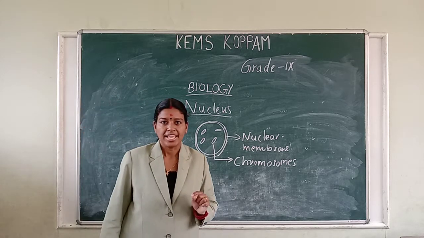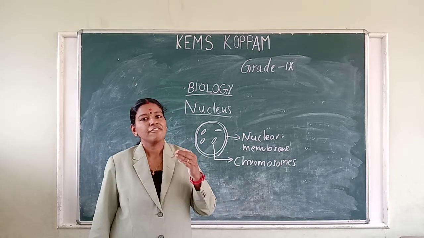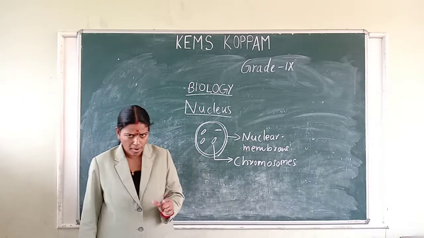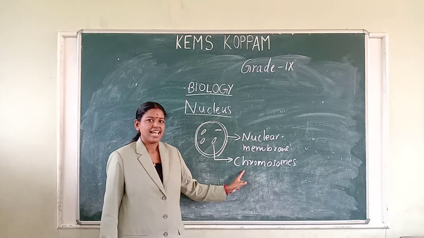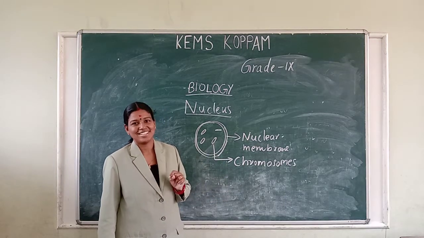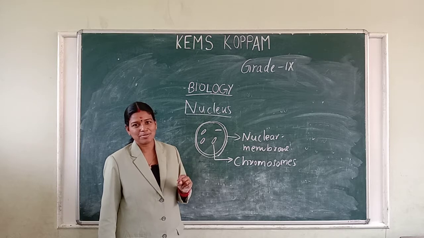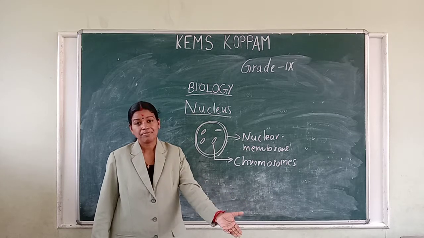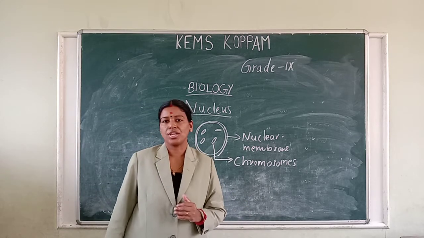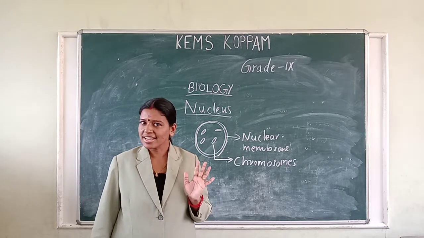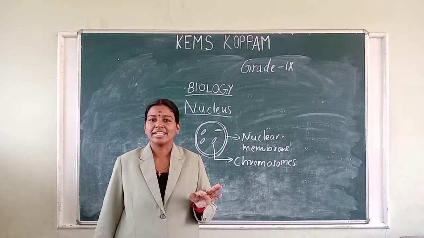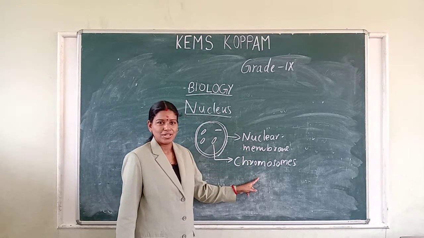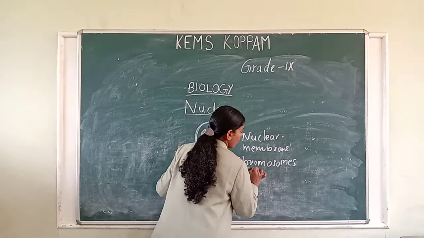Chromosomes help in the inheritance of traits from parents to offspring or to the next generation. What is the meaning of this? Once again I will repeat. Chromosomes help in the transfer of characters from parents to the next generation. Whatever characters you are showing will be similar to your parents, right? Some of the characters we obtain from our parents by means of these chromosomes.